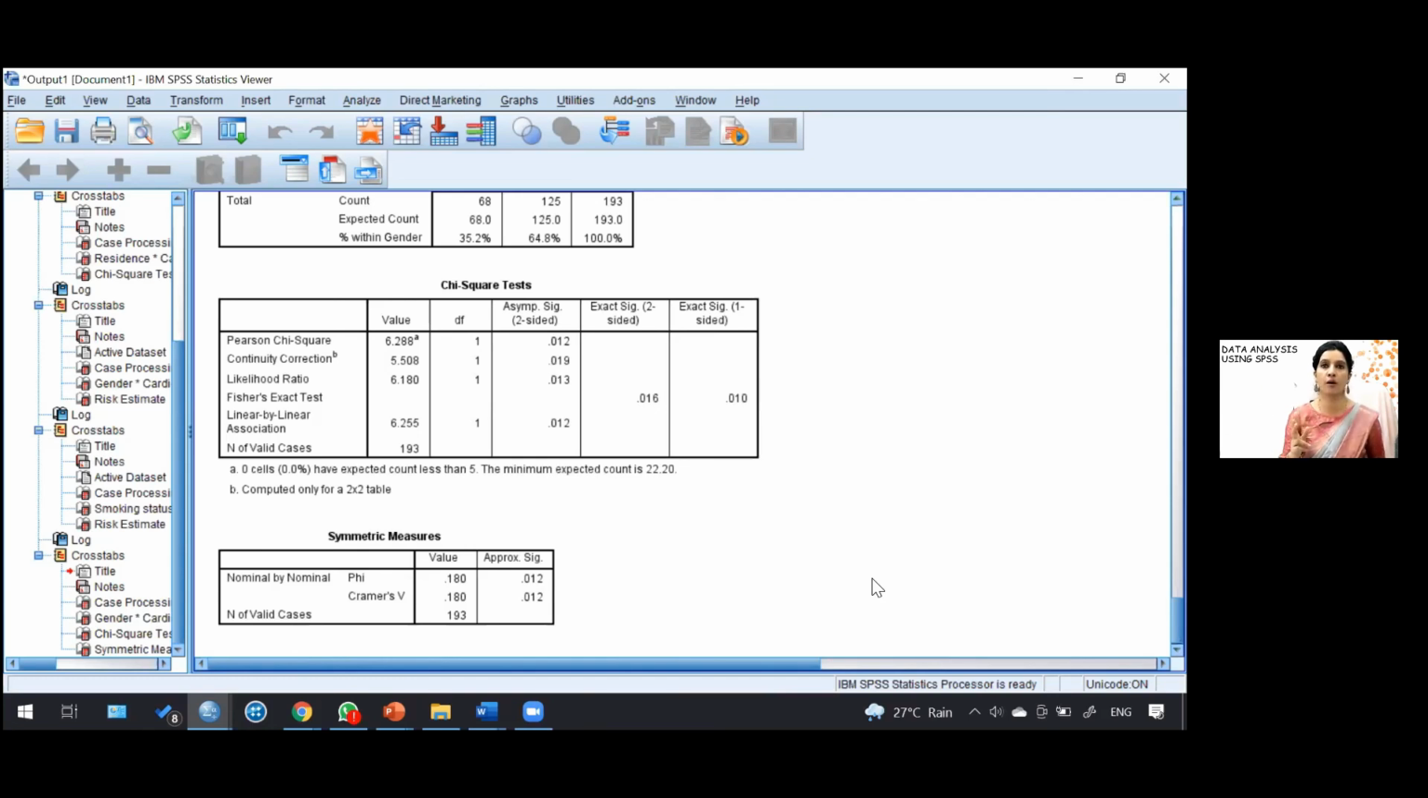So you can form either a one-sided hypothesis, or you can be open-ended. Female can have more or less, both. So that's the difference between a one-sided hypothesis and a two-sided hypothesis.